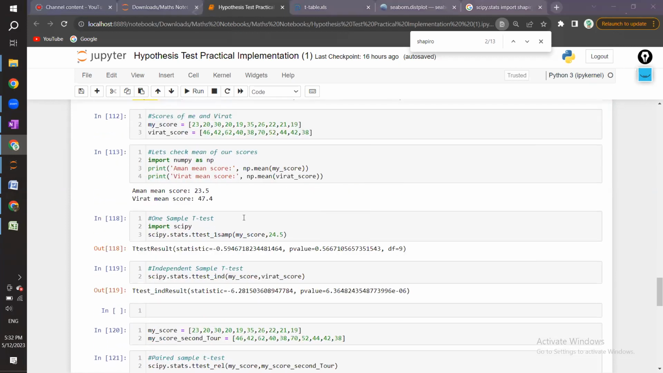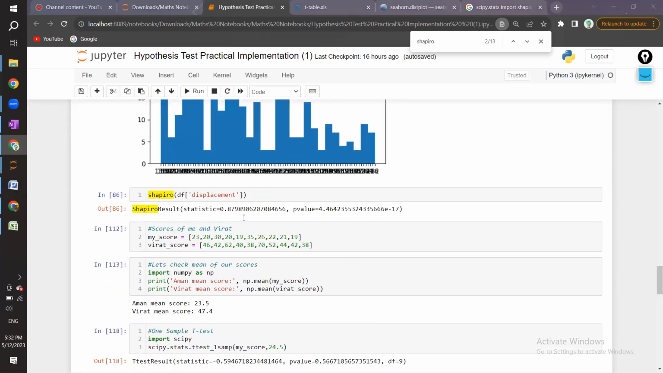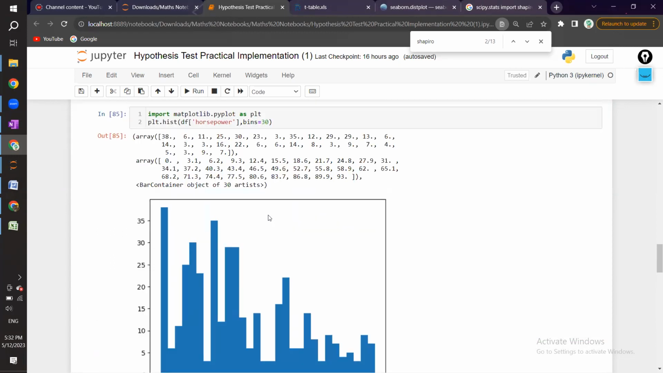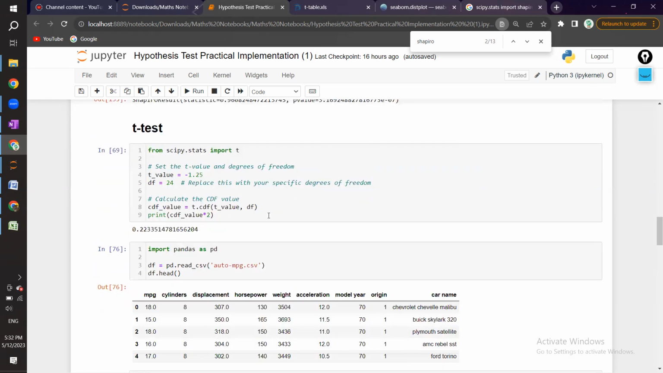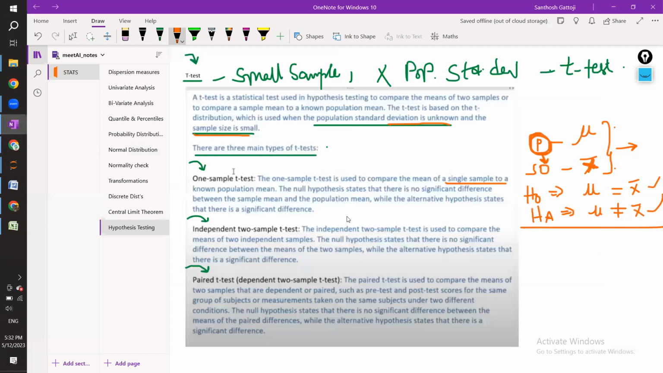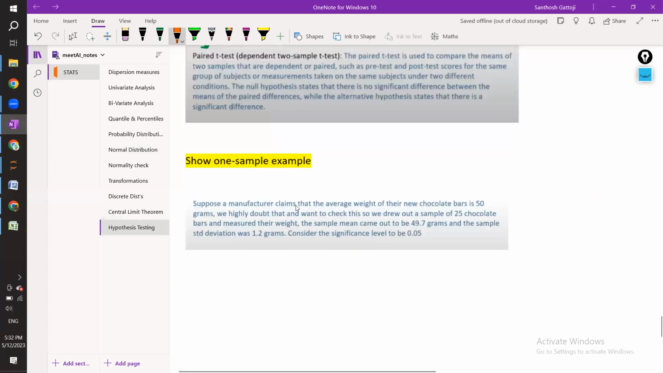So now, I'll show different examples, then you can understand it in a better way. So we'll see.